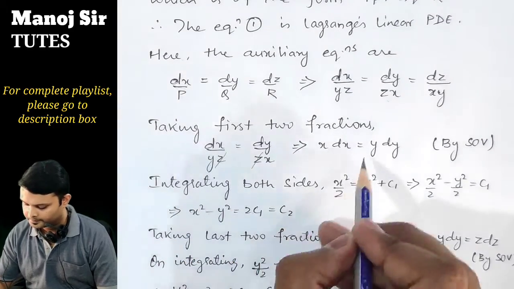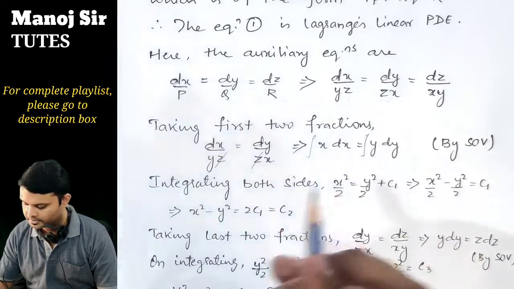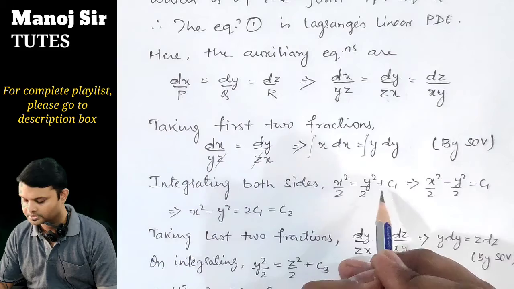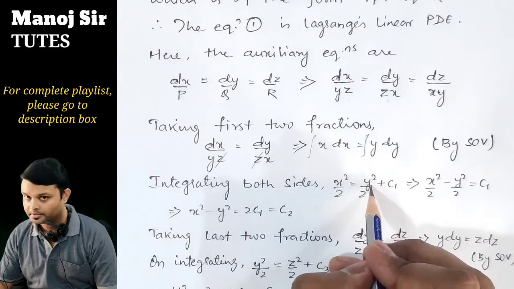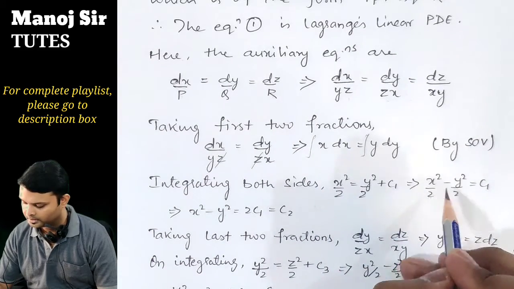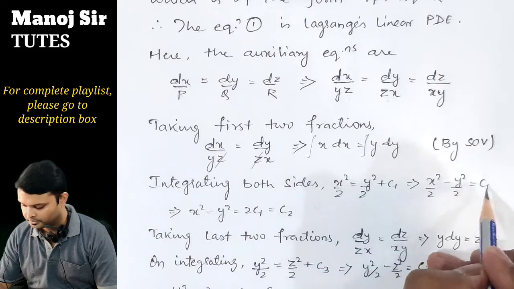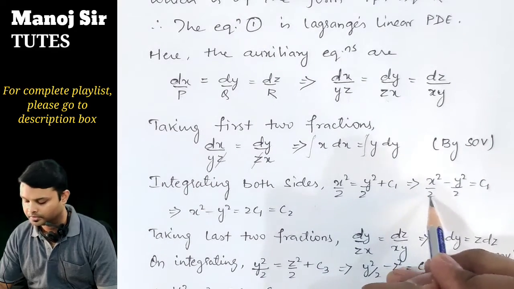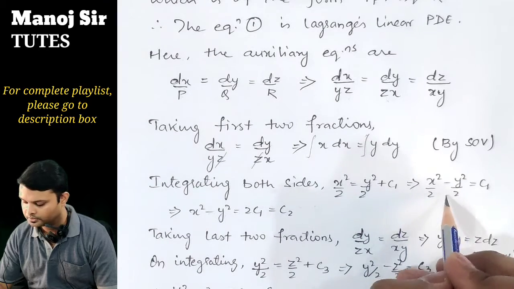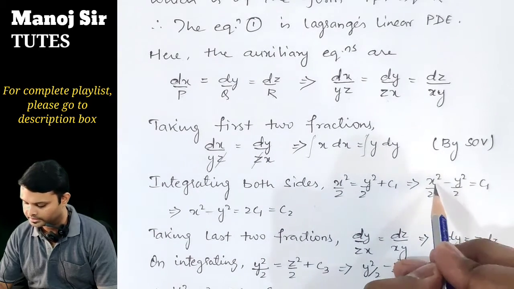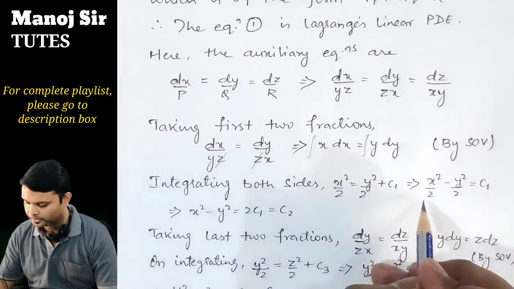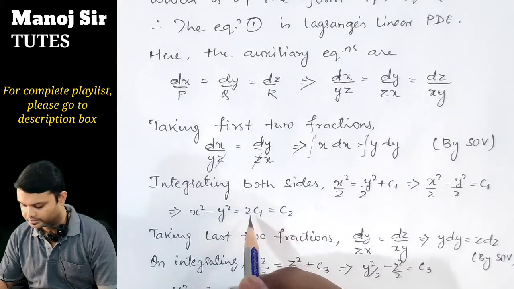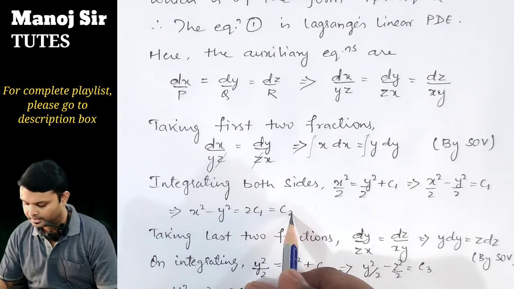Integrating both sides, you will get x square upon 2 equals y square upon 2 plus c1. Now taking this to the left hand side, this will become x square upon 2 minus y square upon 2 equals c1. Okay, now here we can see the LCM is 2. We can take the LCM as 2 and take this 2 to the right hand side. So you will get x square minus y square equals 2 times c1, which is again a constant value. So we can take this 2c1 equals c2.